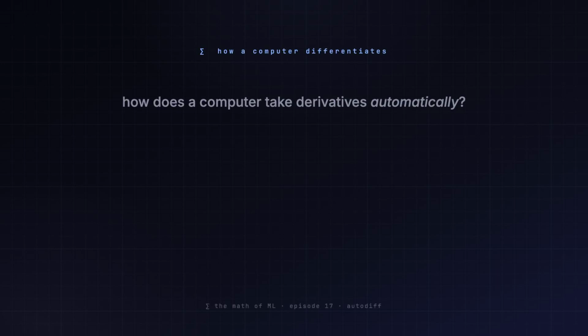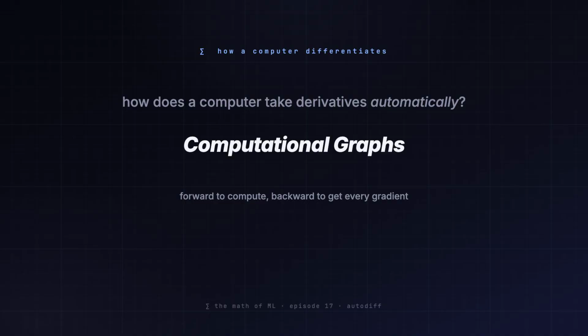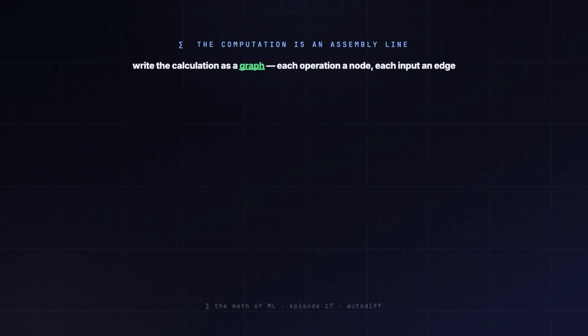Last episode we multiplied chain rule links by hand. Fine for 2 layers, hopeless for a million weights. So how does a computer do it automatically? Picture an assembly line. Each station takes parts, does one small operation and passes the result on.